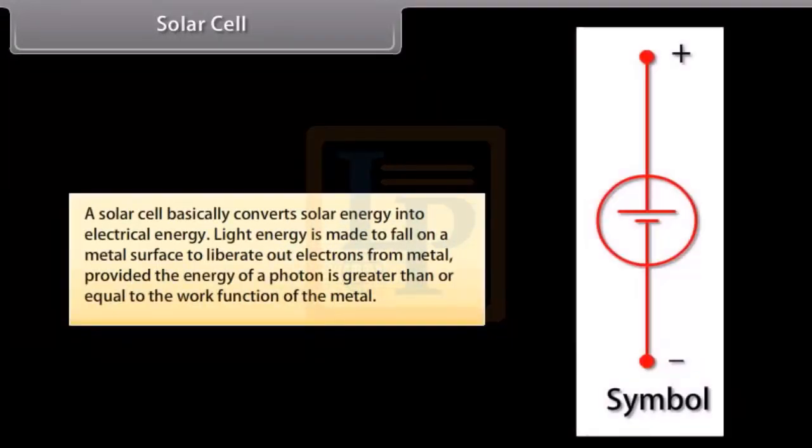Solar cell. A solar cell basically converts solar energy into electrical energy. Light energy is made to fall on a metal surface to liberate electrons from the metal, provided the energy of a photon is greater than or equal to the work function of the metal. A p-n junction diode can also give out electrons and holes by absorbing solar energy.